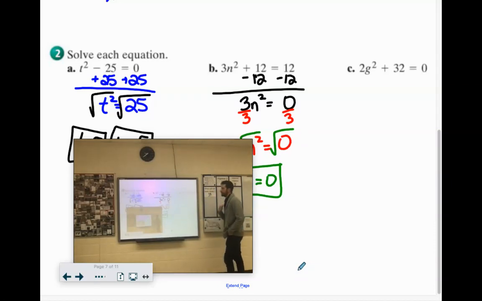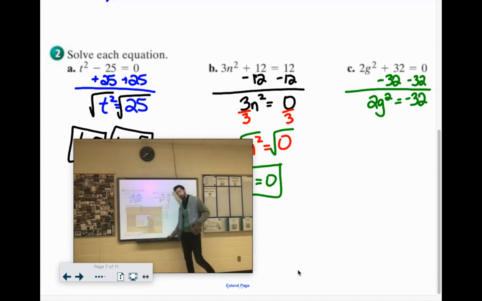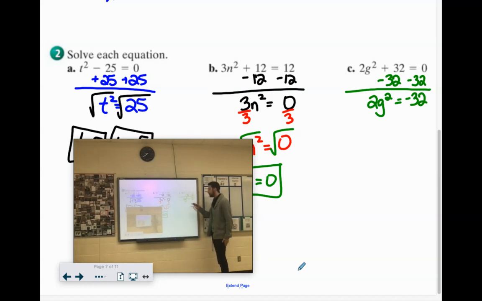2g squared plus 32 equals 0. We've got to get rid of the plus 32, so we'll subtract 32. We'll have 2g squared equals negative 32. We don't want the 2 there. That means 2 times g squared, so we'll divide. Okay, not a big deal. g squared equals negative 32 divided by 2, which is negative 16.